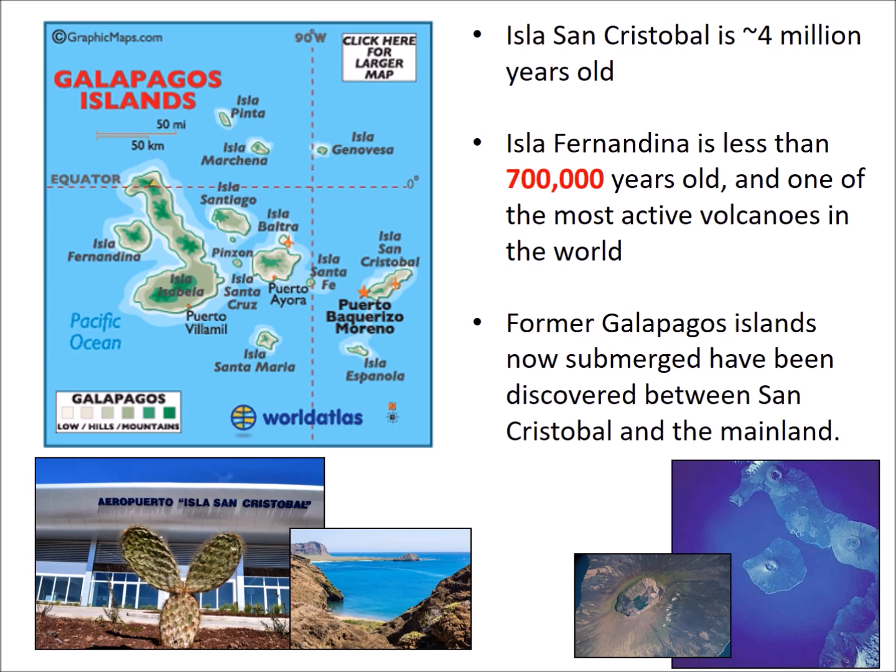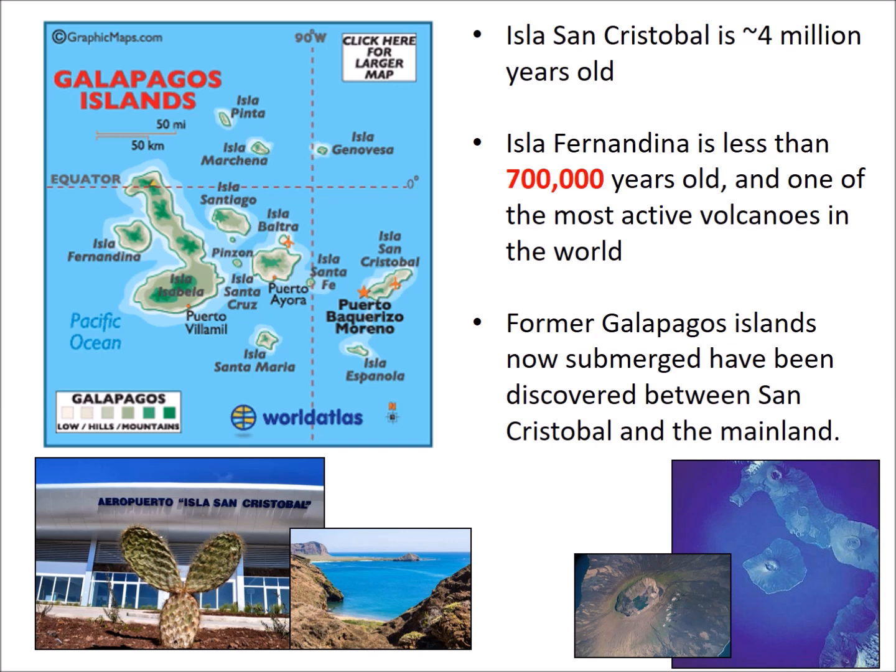So looking at this map of the Galapagos Islands, draw your attention to San Cristobal Island here. This island is 4 million years old, and it's one of the ones that's closest to the South American continent. Contrast that with Fernandina, which is one of the youngest islands, 700,000 years old, and highly volcanically active, so one of the most active volcanoes in the world. And older islands have now been located under the ocean between the Galapagos Islands and the mainland.